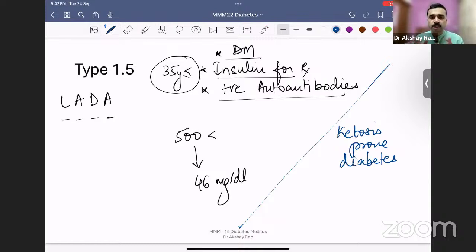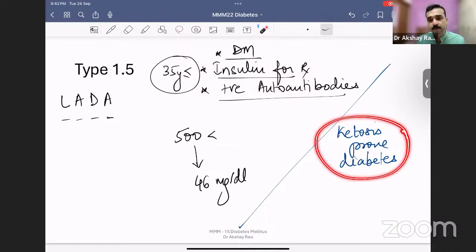I told you insulin is an anabolic hormone. So a person who is insulin deficient will be thin. That's why weight loss is one of the features of diabetes mellitus, because with insulin deficiency the person can lose weight. But if the person is insulin resistant, they will generally be obese. They have central obesity.